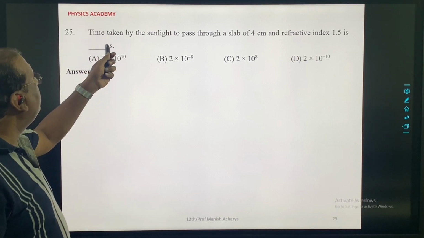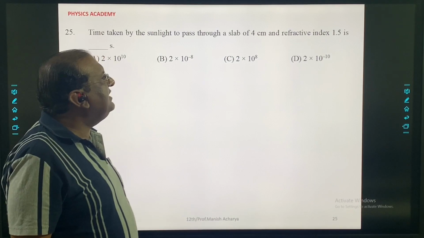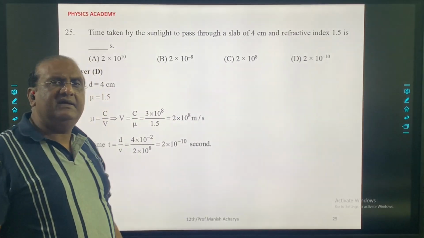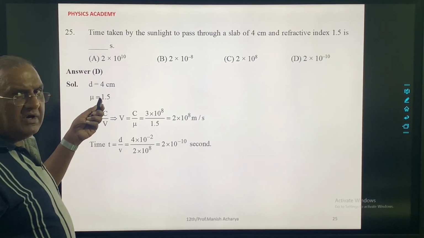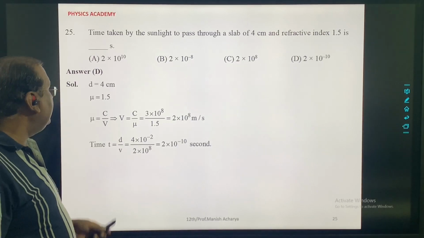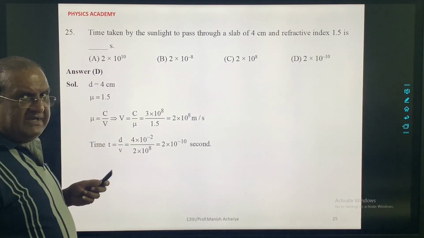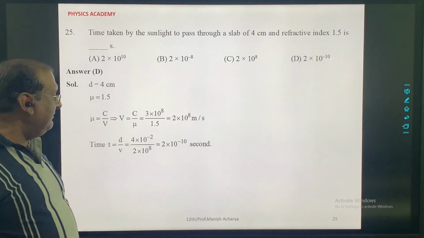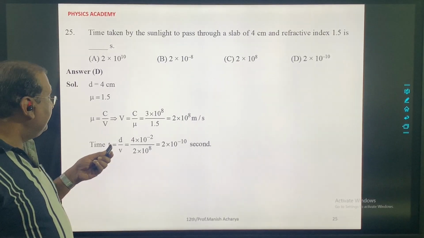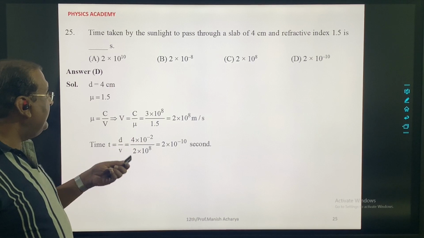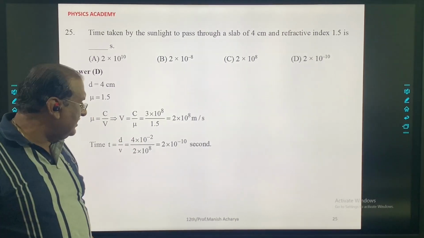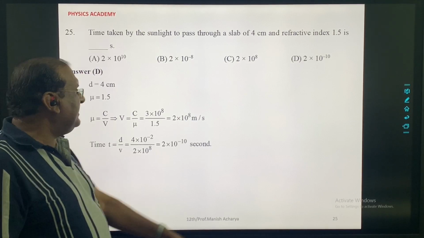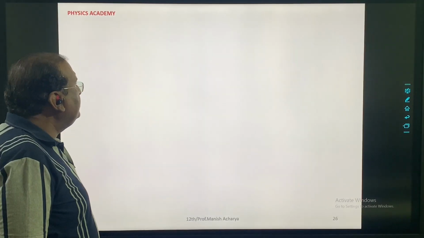Now question number 25. Time taken by sunlight to pass through a slab of 4 cm and refractive index 1.5 is how many seconds? First of all we have to find the velocity of light in the medium. The distance that we have to cover in the medium is 4 cm, the refractive index of the medium is 1.5. So mu is c by v as per definition. So velocity is c by mu, substitute the values, you will get the velocity in the slab. Now the time taken to cover the distance d is t equal to d by v. So substitute the value of d, 4 cm, that is 4 into 10 raised to minus 2 meter, upon velocity, that is 2 into 10 raised to 8, so you will get the answer 2 into 10 raised to minus 10 seconds. So your answer is D. Clear?